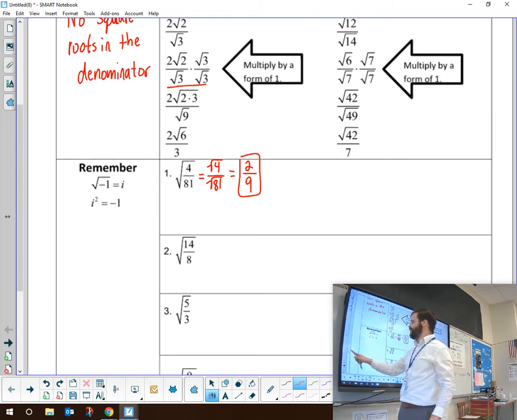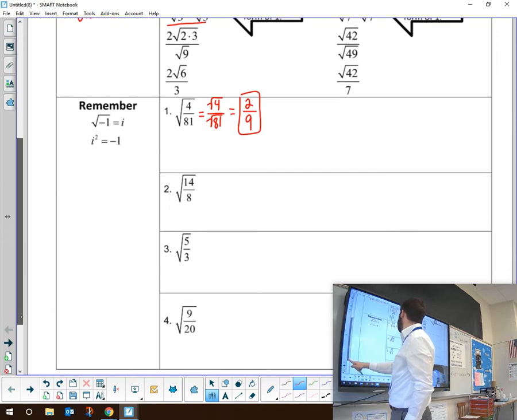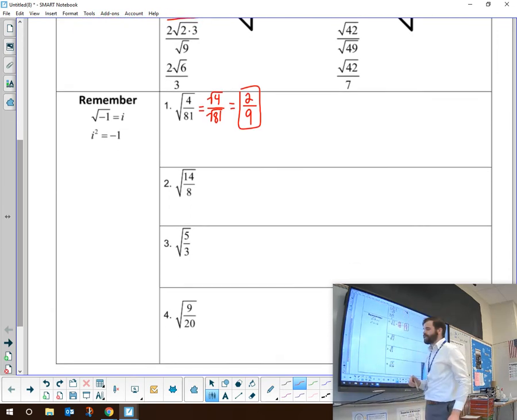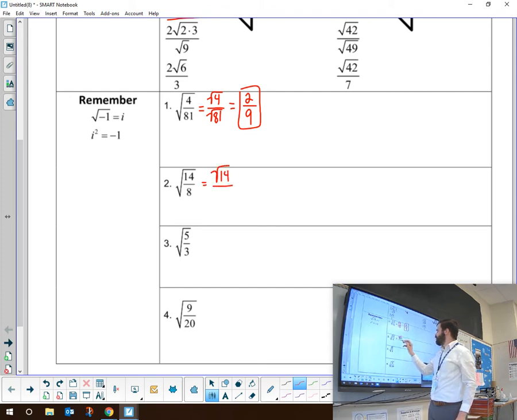Let's take a look at our next one down here at number 2. So here I have the square root of 14 over 8. Well, that just means the square root of 14 over the square root of 8. But remember, we're not done here, because it's very important that we do not have a square root in our bottom, in the denominator of our fraction. So here's what we do.